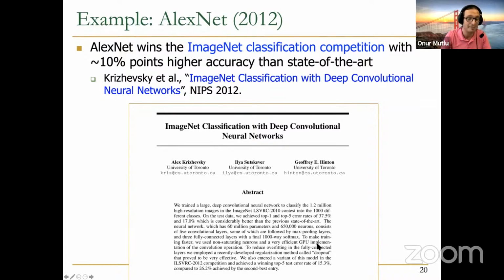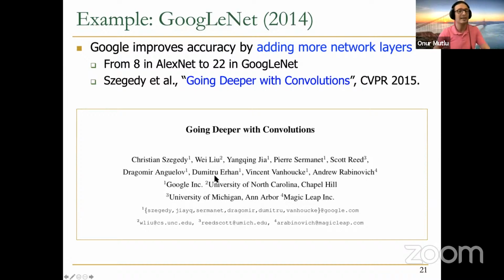You can see in the abstract of the paper, they say to make training faster, we use non-saturating neurons and a very efficient GPU implementation of the convolution operation. Now you can see the error rates. And you can see that the neural network is big, actually, though even current neural networks are much bigger. They say it has 60 million parameters and 650,000 neurons. Okay, and you can read the paper if you're interested in this. This is a seminal paper, a recent paper that has enabled machine learning. Later on, machine learning essentially took off.